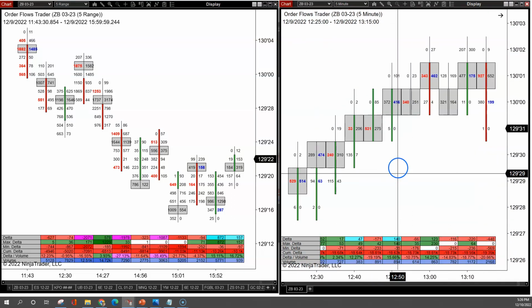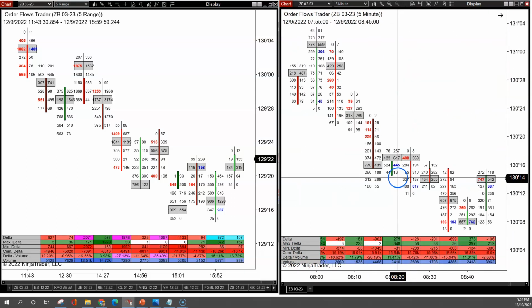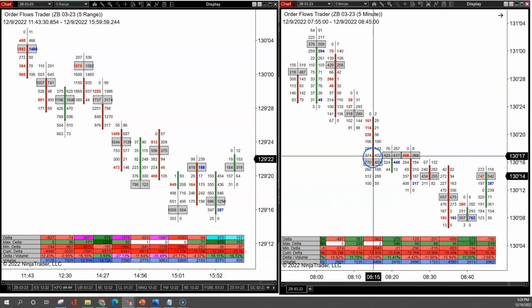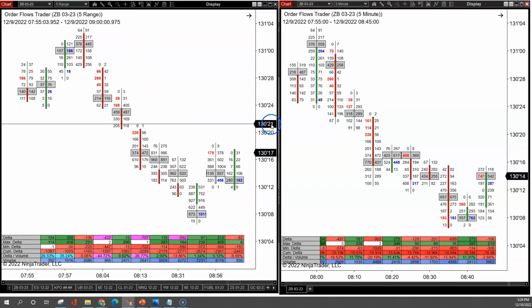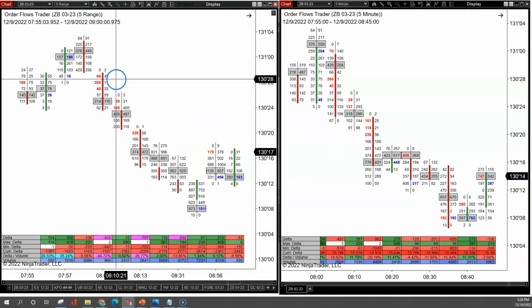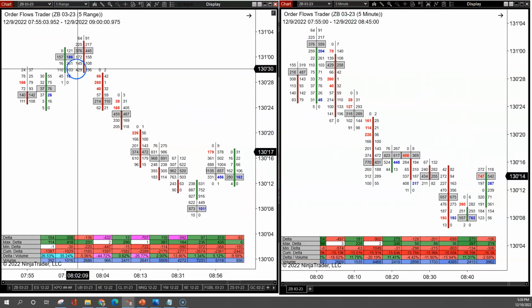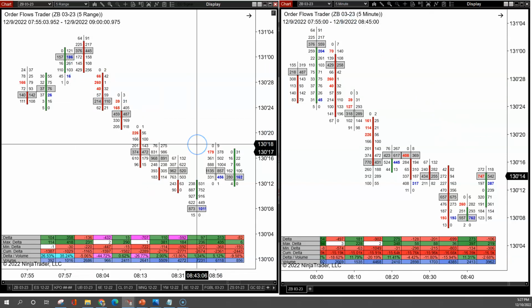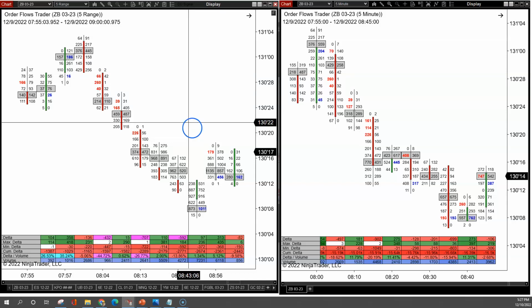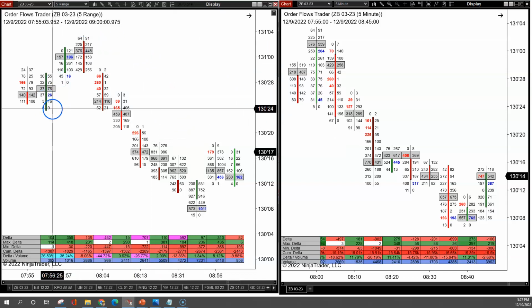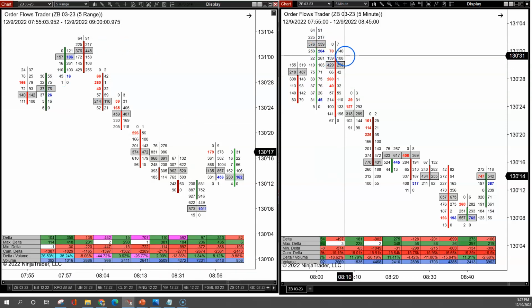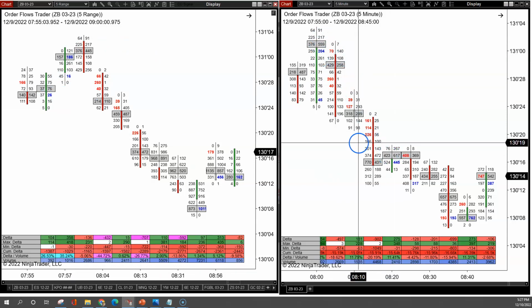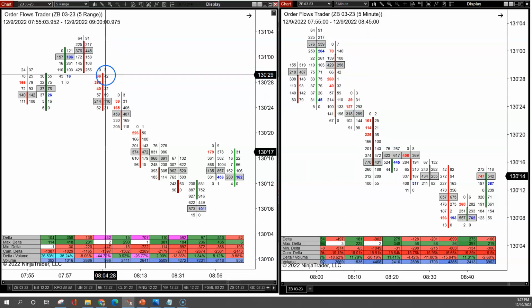So let's go back here to this time at 8 o'clock. This is a 5 minute chart here. This is a 5 range chart. And again, on the 5 minute chart, you can see obviously the longer bars and the shorter bars, whereas on the 5 range chart, everything is pretty set.